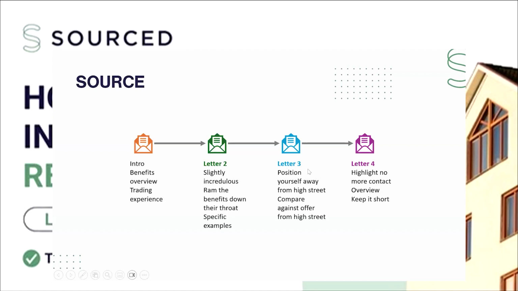Letter 3 is, I'm going to position myself away from the high street. I am better than the high street. I am actually managing your property. I will come to you when problems have been solved, not when you have problems. This is a different style of management. And then letter number 4 is, look, you're about to miss out. You're about to lose the best offer that you've ever had for this property. And then, like I say, most people would contact me at some point.